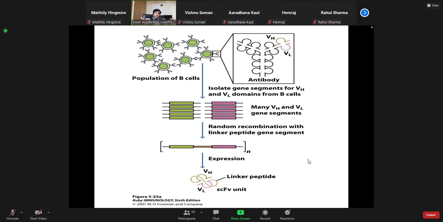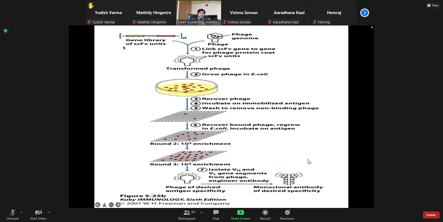Essentially, all these things are happening at the genetic level, at the nucleic acid level. So you have the variable region, then you put a linker sequence, and then you have the variable region of the light chain. This whole thing is present in one construct that you start out with here. The next thing that remains is that these antibodies are displayed on the surface of these virus particles.